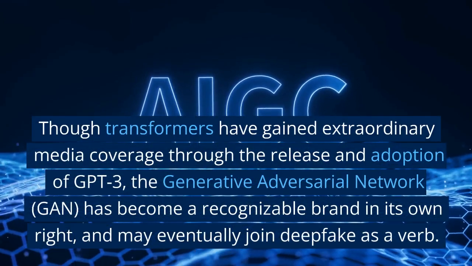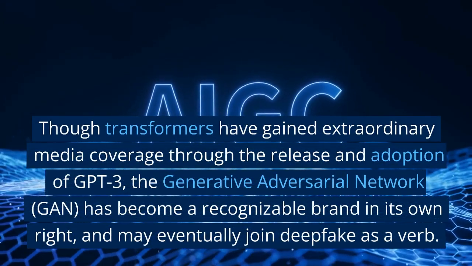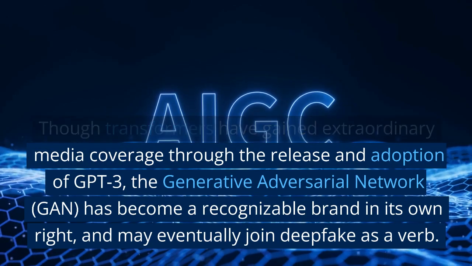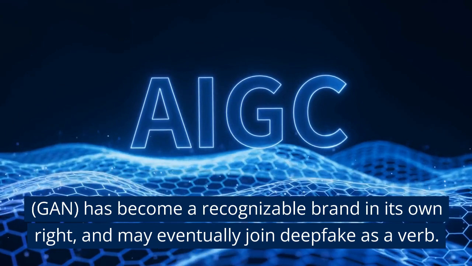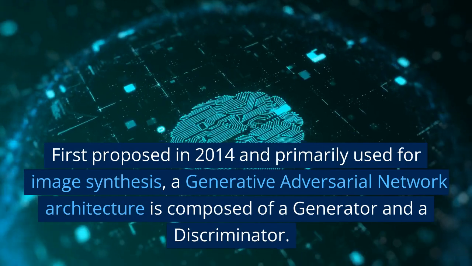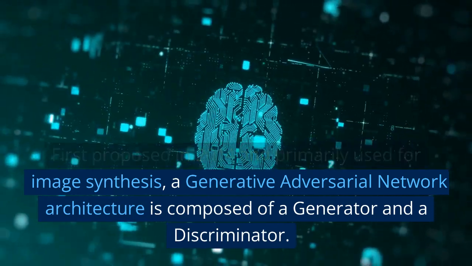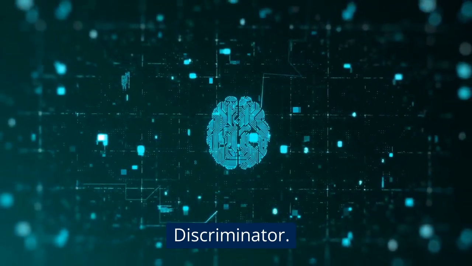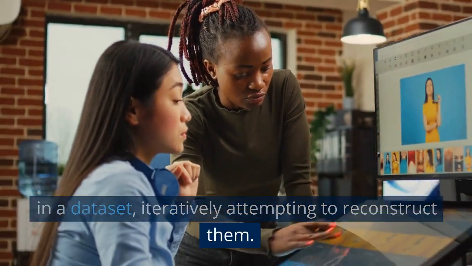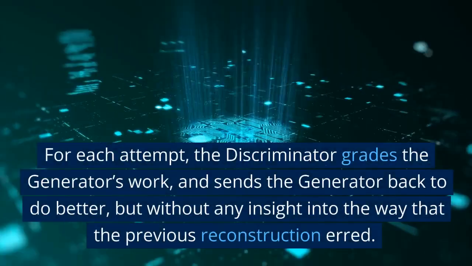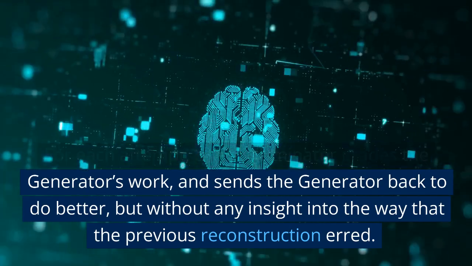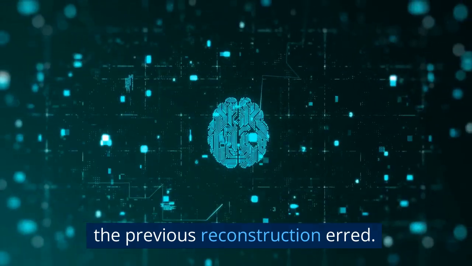2. Generative Adversarial Networks, GANs. Though transformers have gained extraordinary media coverage through the release and adoption of GPT-3, the Generative Adversarial Network, GAN, has become a recognizable brand in its own right, and may eventually join deepfake as a verb. First proposed in 2014 and primarily used for image synthesis, a generative adversarial network architecture is composed of a generator and a discriminator. The generator cycles through thousands of images in a dataset, iteratively attempting to reconstruct them. For each attempt, the discriminator grades the generator's work, and sends the generator back to do better, but without any insight into the way that the previous reconstruction erred.